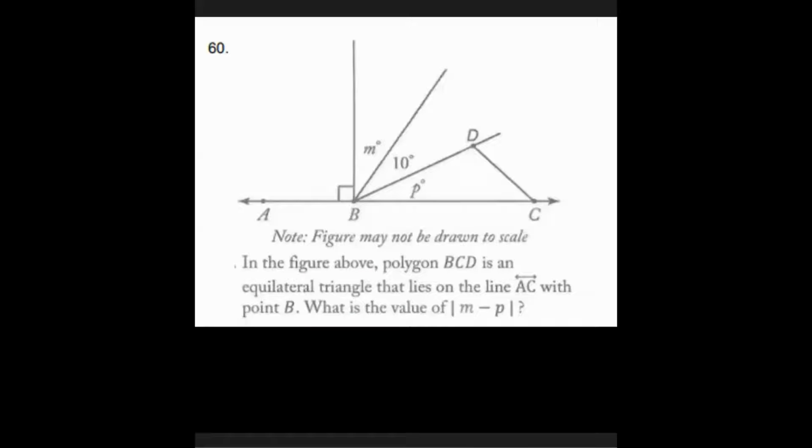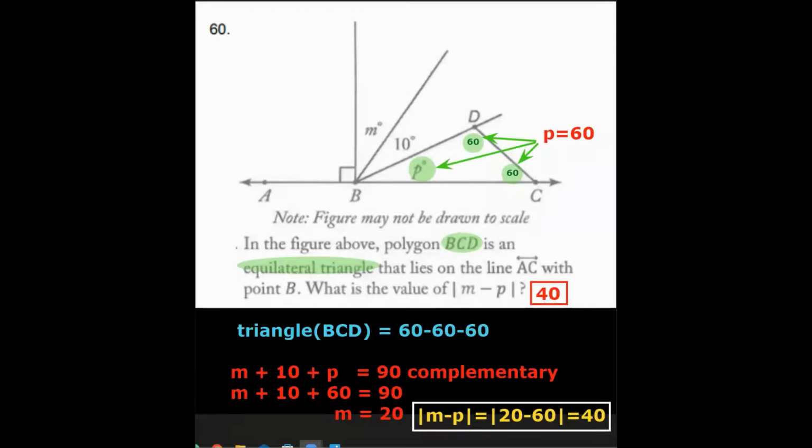Question 60. Here's an angle relationships problem with the straight line ABC, which is given. And at point B on the left side is a 90-degree angle, that square corner. So that means on the right side also is a sum of 90 degrees, complementary angles. So what we do is we'll use the information given here. And it says that even though it's not drawn to scale, the triangle that's created, BCD, is equilateral, which means that all 3 corners are 60 degrees.